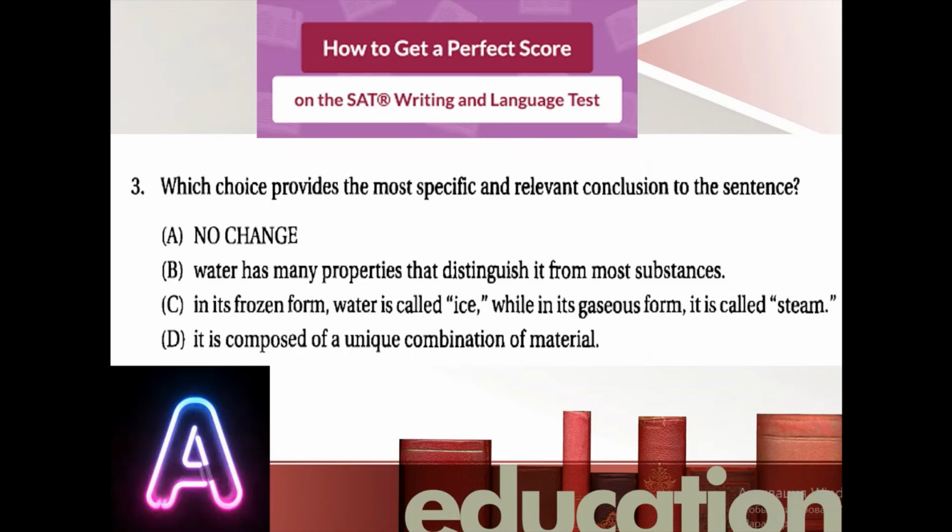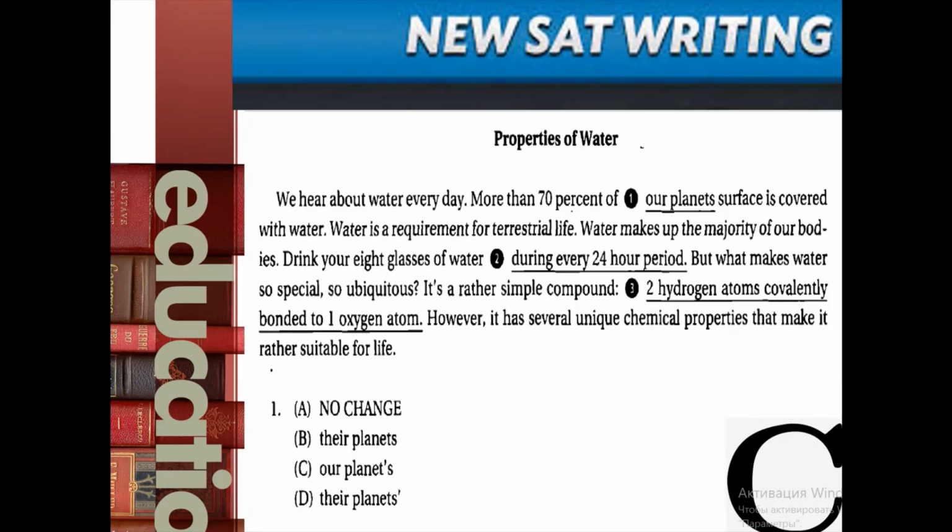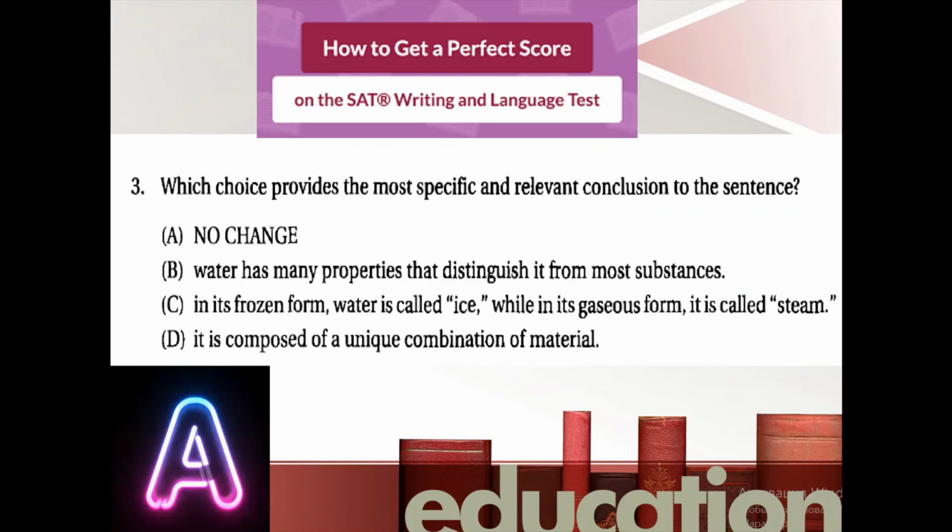As you have seen, A is our option, no change. But how is that? The third question asks you to choose what will be more specific. Specific means precise and detailed and relevant to the topic at this point in the sentence. Two hydrogen atoms covalently bonded to one oxygen atom. You can eliminate choices B and D. B, water has many properties that distinguish it from most substances, and D, it is composed of a unique combination of material.